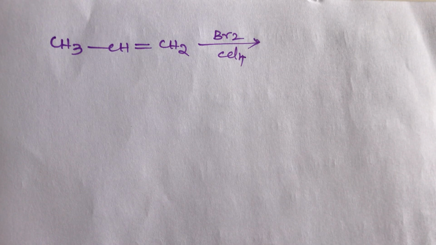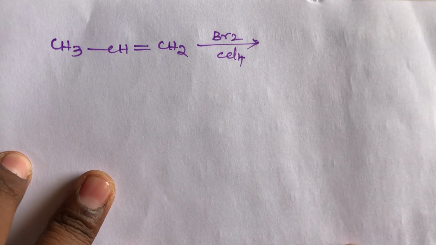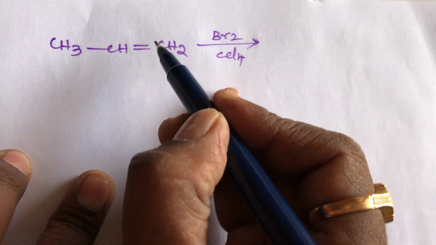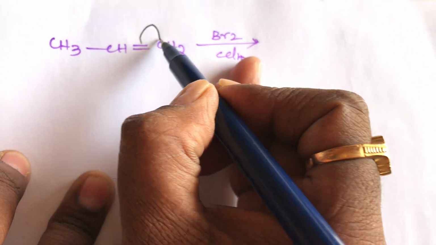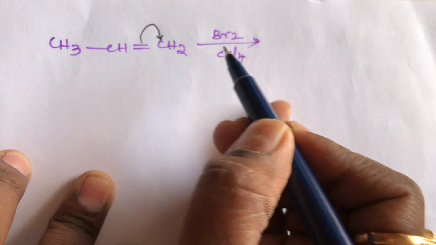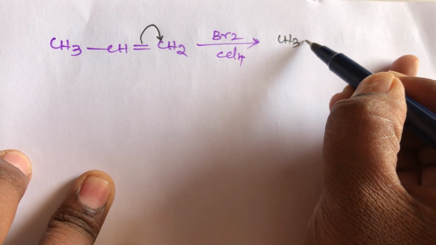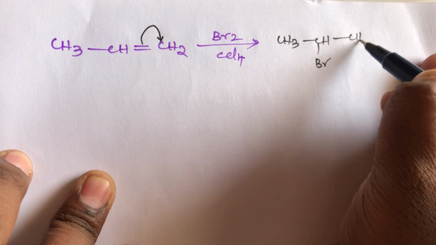Hello students, next continuation, that is halogenation, that is addition of halogen. Generally halogenation reactions undergo anti-addition. Here we know this bond shifts towards the right side, so one carbon gets a negative charge and another carbon gets a positive charge. So what is the final product? That is CH3 CHBr CH2Br.